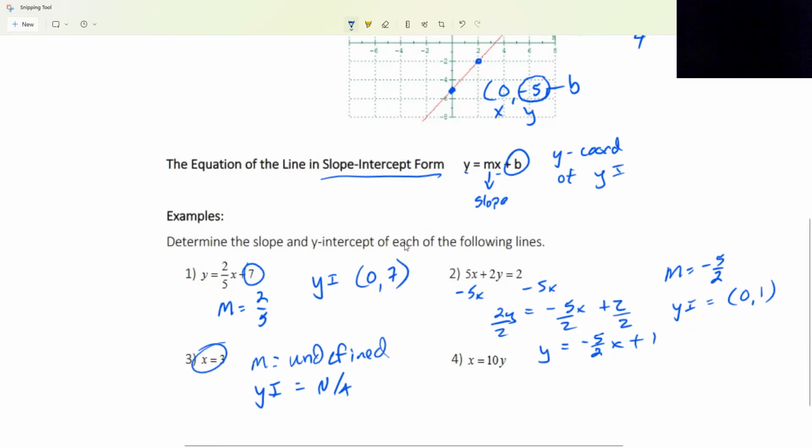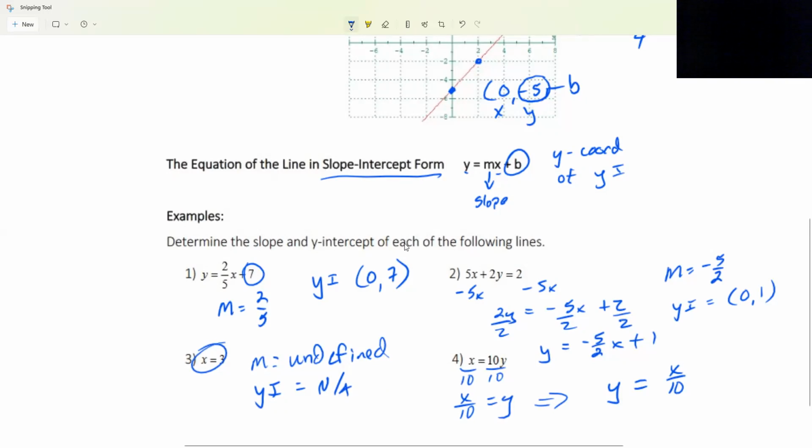Number 4 here is a little bit tricky because they got x is equal to 10y. Remember, you want y is equal to mx plus b. They got things moved around here, so it can be a little bit confusing. So I'm going to get y by itself. I'm going to divide by 10. So I got x over 10 is equal to y. It's still a little bit weird because you haven't seen a lot of this, so I'm going to write it like y is equal to x over 10.